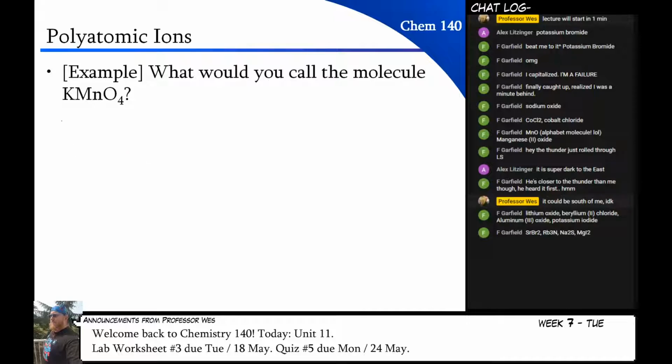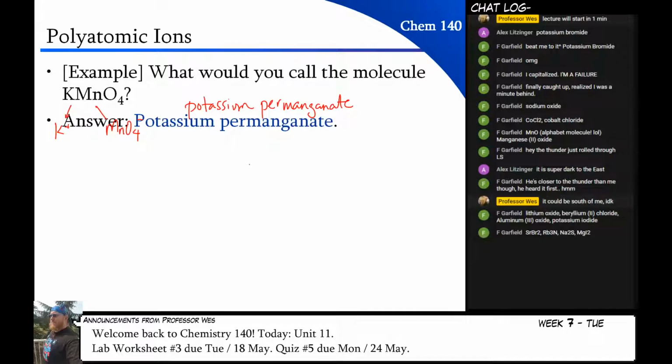So what would I name this compound? Well, if this is potassium, and this must be this, you should go look up what MnO4- is, and you'll find out that it's permanganate. So this would be potassium permanganate. Easy enough, provided that you know your polyatomic ions.